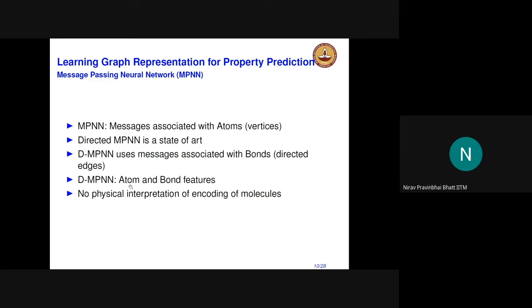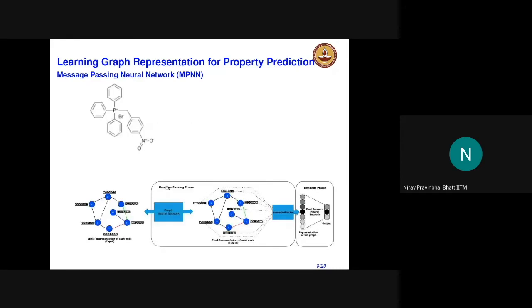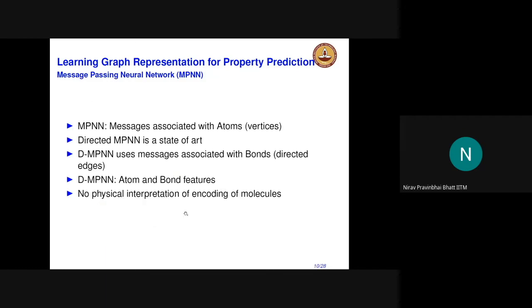And of course, just for information, although for message passing they associate with bond, they also use atom features together. So there is a feature for a bond, and there is a feature for atom also. The thing is, it does the same: there is a message passing phase, and there is a readout phase, in a little different manner, but the same phases are there. Again, there is no physical interpretation of the encoding of the molecule at all in the DMPNN.